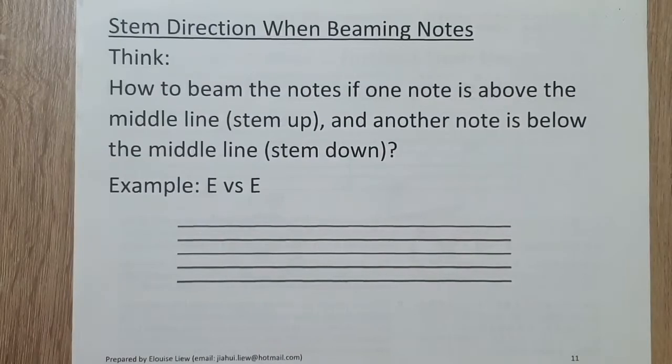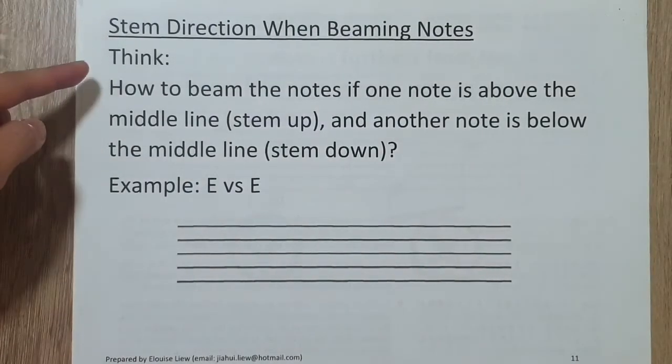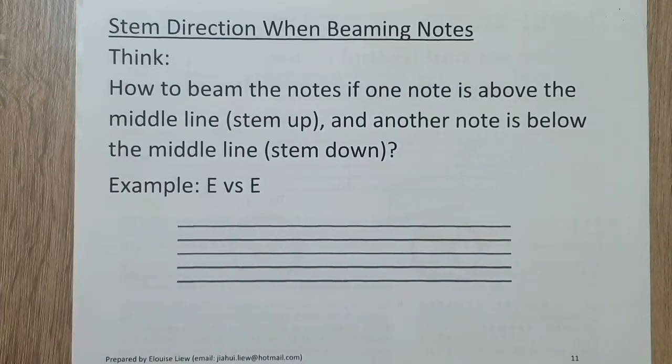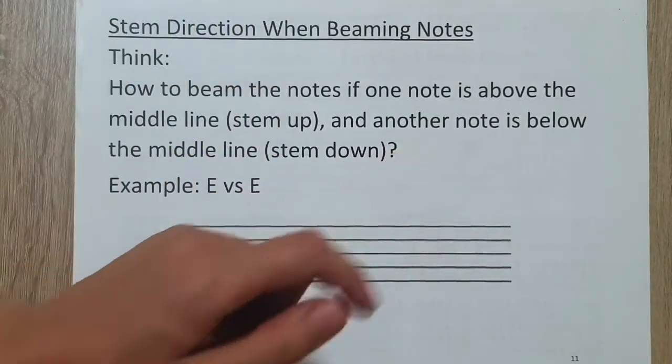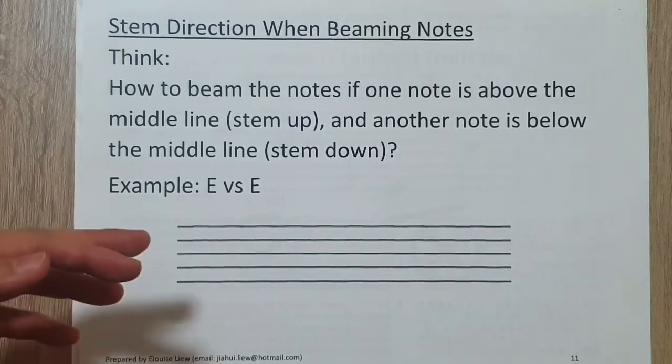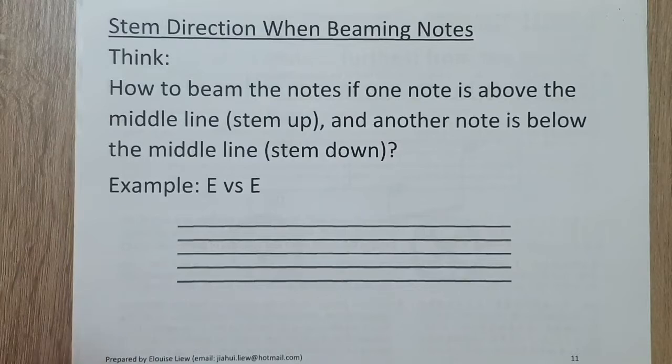Here I have a small little quiz for you. Stem direction when beaming notes. I want you to think how to beam the notes if one note is above the middle line, which means we draw it with the stem pointing upward, and another note is below the middle line, which means we draw the note with the stem pointing downward. Whoa, one up, one down. How do we join the tails together? How do we beam them?